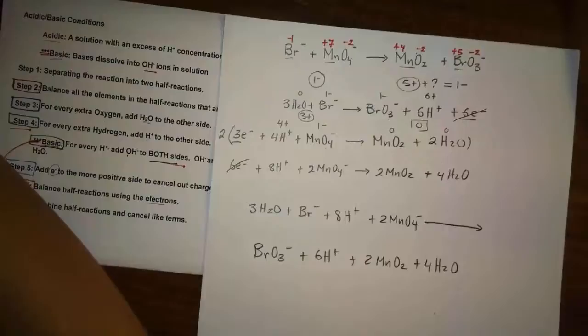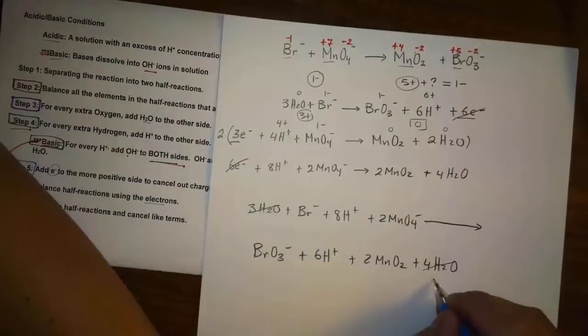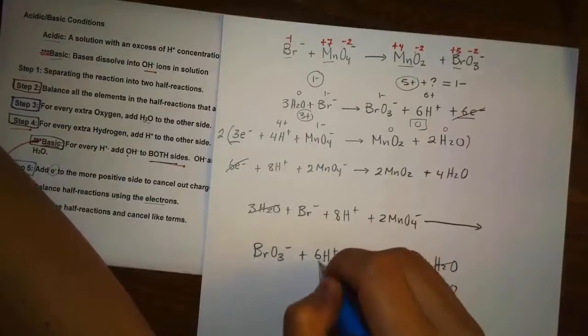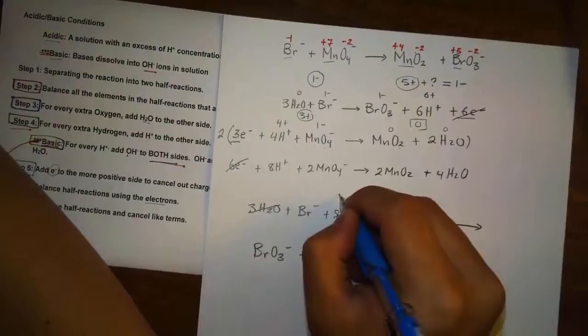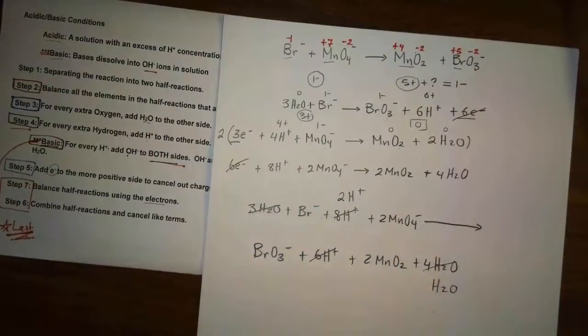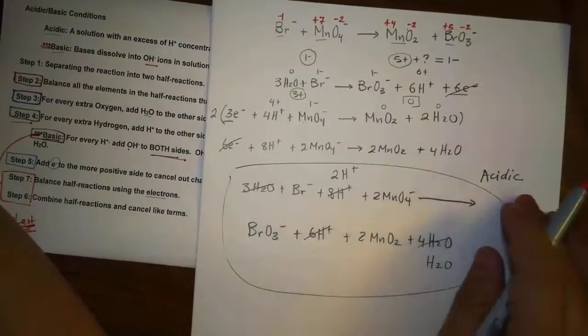In this case, what do we have? Oh, we have water here, so that one's 4, that one's 3, so this means we have 1 left over here. Then we have H+, this one has 8, this one has 6, so that means we have 2 left over. And there you go. So this is the balanced redox reaction for acidic condition.